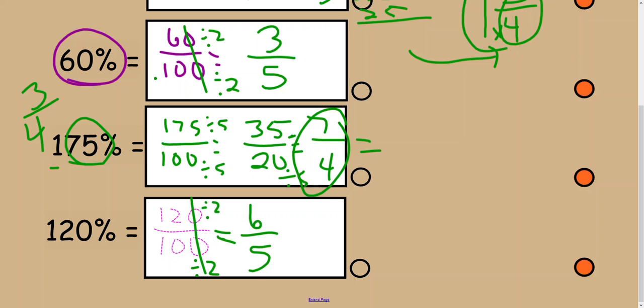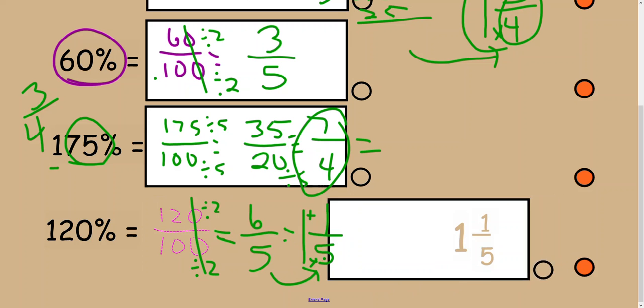We still have an improper fraction. We have to reduce it. 5 goes into 6 one whole time. 5 is our denominator. Okay, so 5 times 1 is 5, plus 1 is 6. 5 times 1 plus 1 is 6/5. And that's our answer. 1 1/5.